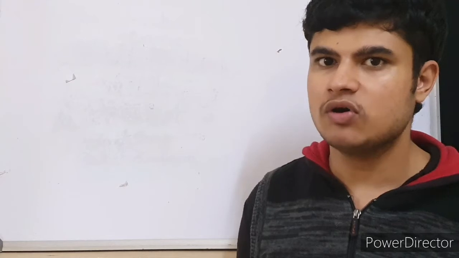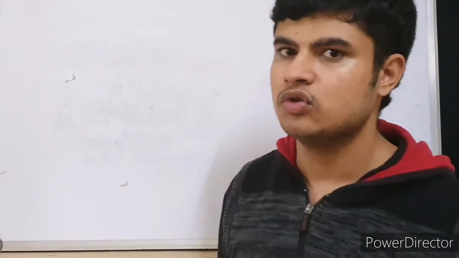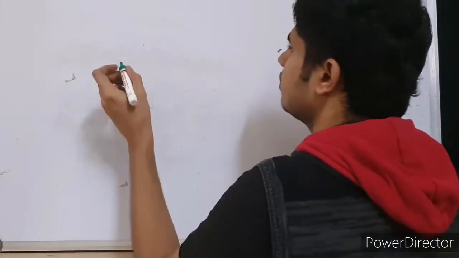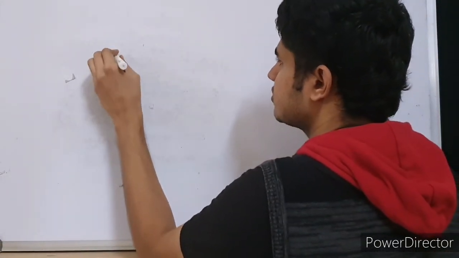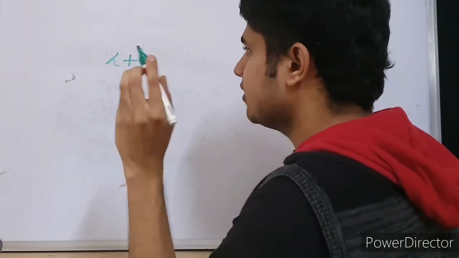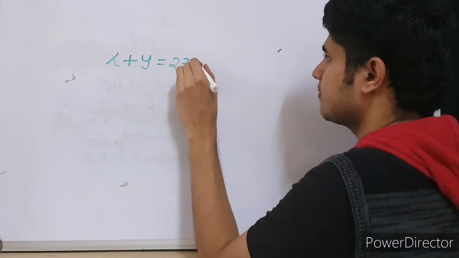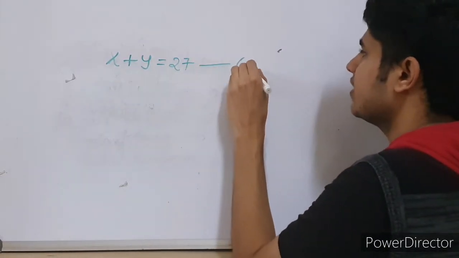A simple one to begin with: the sum of two numbers is 27. We have to understand what data is given to us. The sum of two numbers is 27. So I will formulate it this way. Let one number be x and the other be y. Now their sum is 27, x + y = 27. I will call this equation 1.